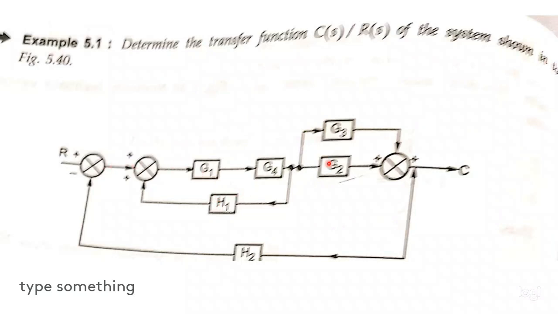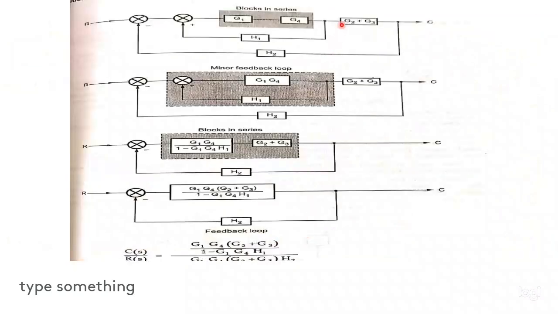After that these two blocks will become series, then the entire thing will become a feedback path. So we can see that. See here, first G2 and G3 we make a single block by eliminating that summing point. That is a parallel combination. Then these two are in series, so we multiply them and make a single block. Then after making a single block, G1, G4 and H1 will become a feedback path.